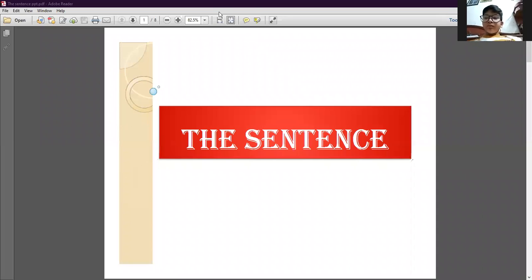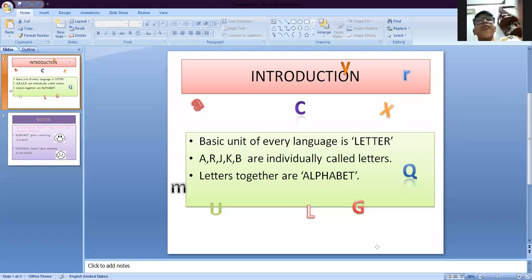Okay, students, before starting this chapter, you should know what a letter is and what a word is. Let's start. First of all, you have to know about the letter. सबसे पहले आपको ये पता होना चाहिए कि letter क्या होता है. The basic unit of every language is the letter. जो basic unit है प्रत्येक language की वो letter होती है.